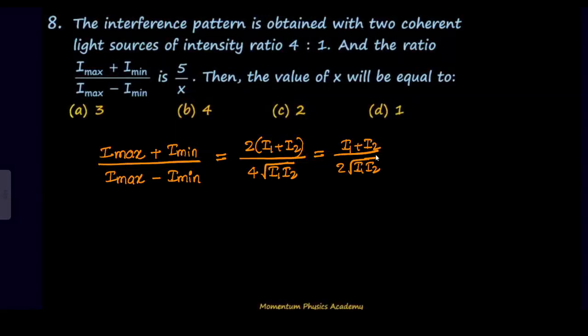Yes, so they given I1 and I2 as 4 is to 1. So we can take I1 as 4, I2 as 1, that is 2 into root 4. So it will come to be what? 5 by 4. Okay. X value is 4.